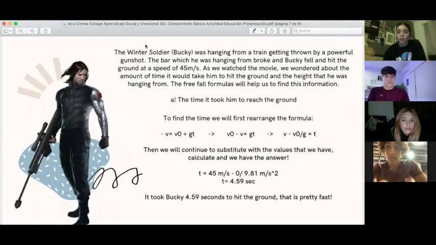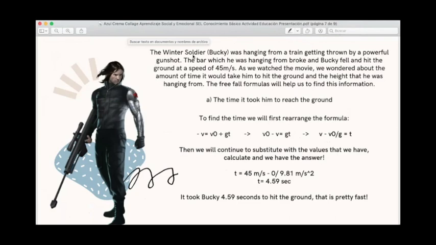Okay, so here is the problem. The Winter Soldier, Bucky, was hanging from a train, getting thrown by a powerful gunshot. The bar which he was hanging from broke, and Bucky fell and hit the ground at a speed of 45 meters per second. As we watched the movie, we wondered about the amount of time it would take him to hit the ground and the height that he was hanging from. The free fall formulas will help us to find this information.